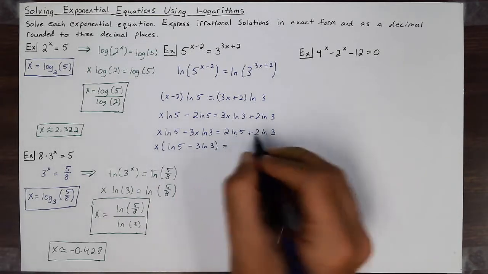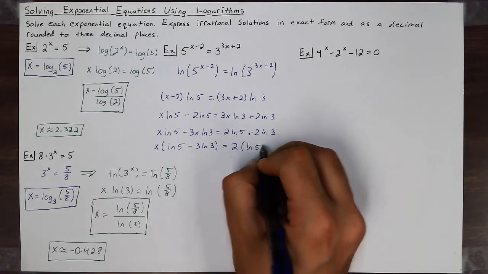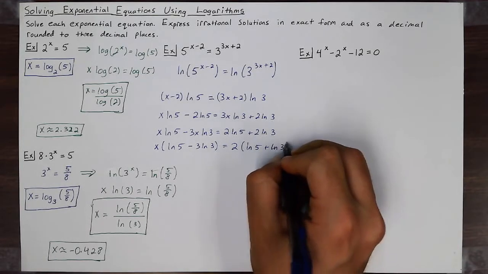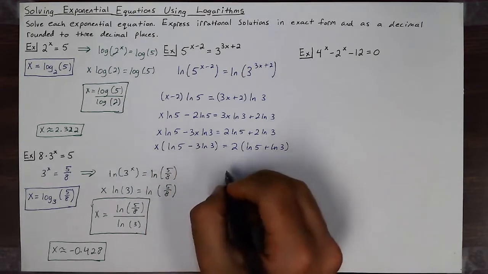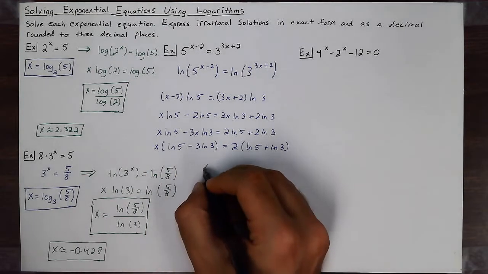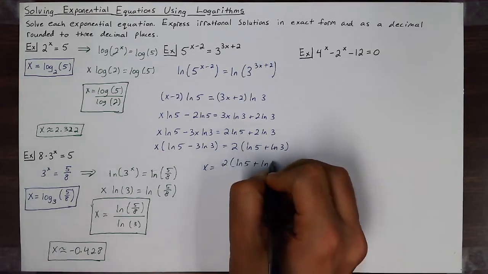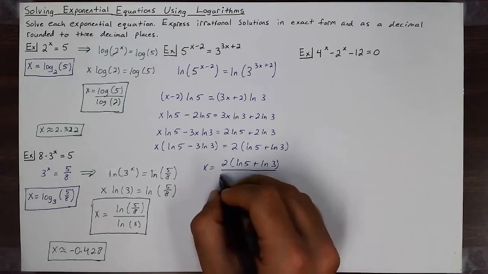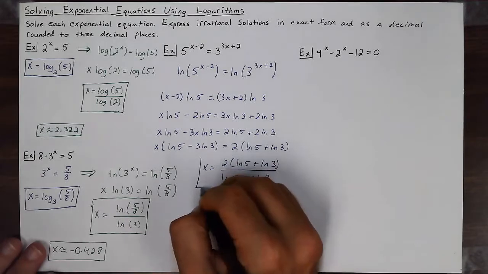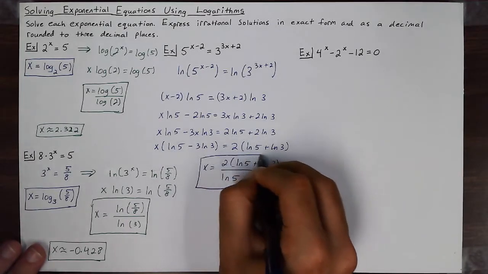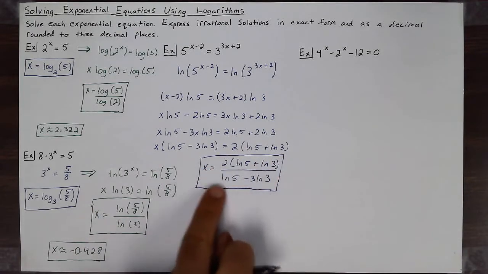And on the right, I could also just factor out a 2 out of that expression since they both have a 2. And then I'll divide each side by natural log of 5 minus 3 natural log of 3. So x will equal 2 times natural log of 5 plus natural log of 3 over natural log of 5 minus 3 natural log of 3. So that is the exact solution, and as you can see, this does not obviously look like a logarithm in change of base form. So it's a very unique solution.